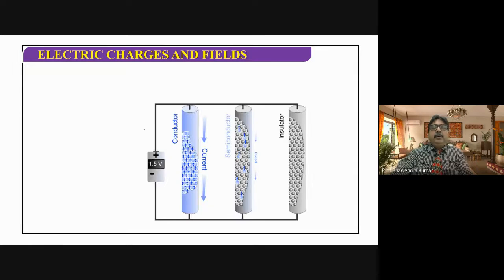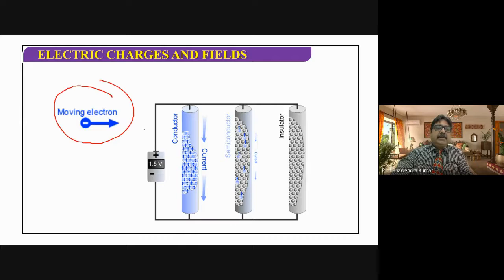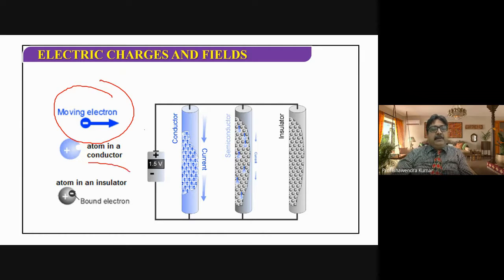When we try to study the comparison between conductors, semiconductors, and insulators, we see that the conductors have moving electrons, and basically the atoms in a conductor will have a moving electron or a free electron, but inside the insulator it will be a bound electron. So we can see that the conductor has atoms with free electrons.